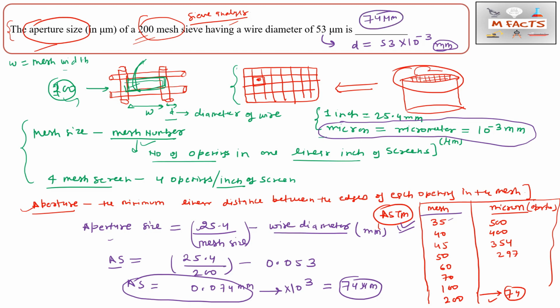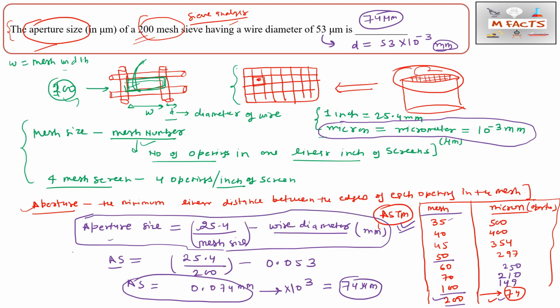And directly, if you can remember the 200, that is 74, so that will also be okay. So for 100, that is 149, for 70 it is 210, for 60 that is 250. Okay, so you can remember like that. You can remember for 50, you can remember for 100, 200, and so on. Okay, but this formula is very important. This formula is very important for finding the aperture size.